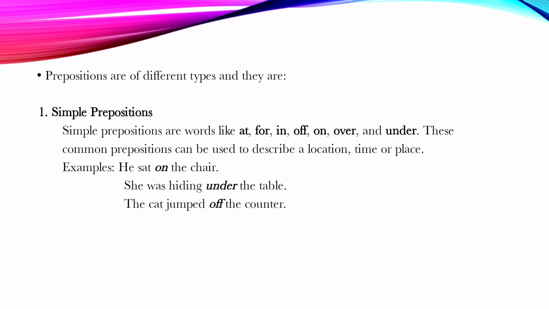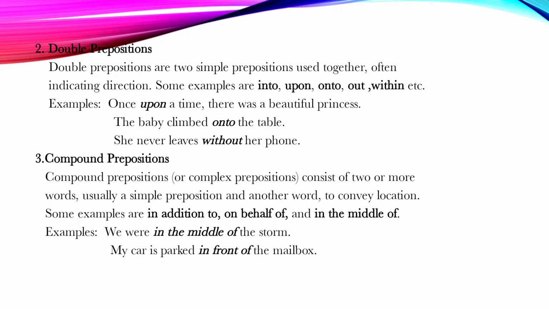Example: he sat on the chair. She was hiding under the table. The cat jumped off the counter. So all these are examples of simple prepositions.